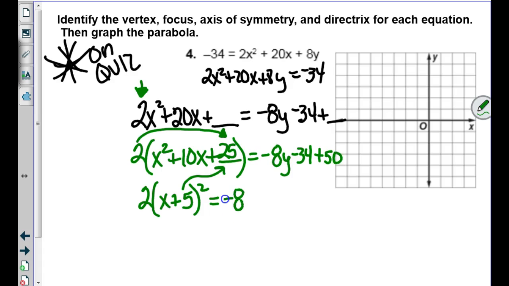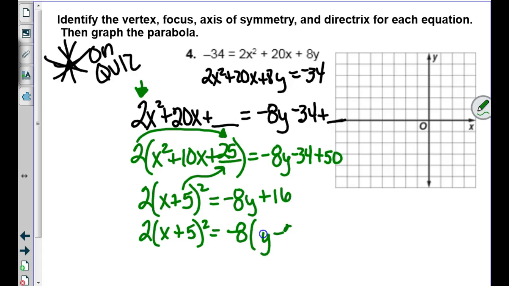So then we have negative 8y plus 16, I think. How did I do? Negative 34 plus 50. Okay, now what? Okay, if we take out a negative 8 over here, what'll be left? Y minus 2. Something's still wrong.